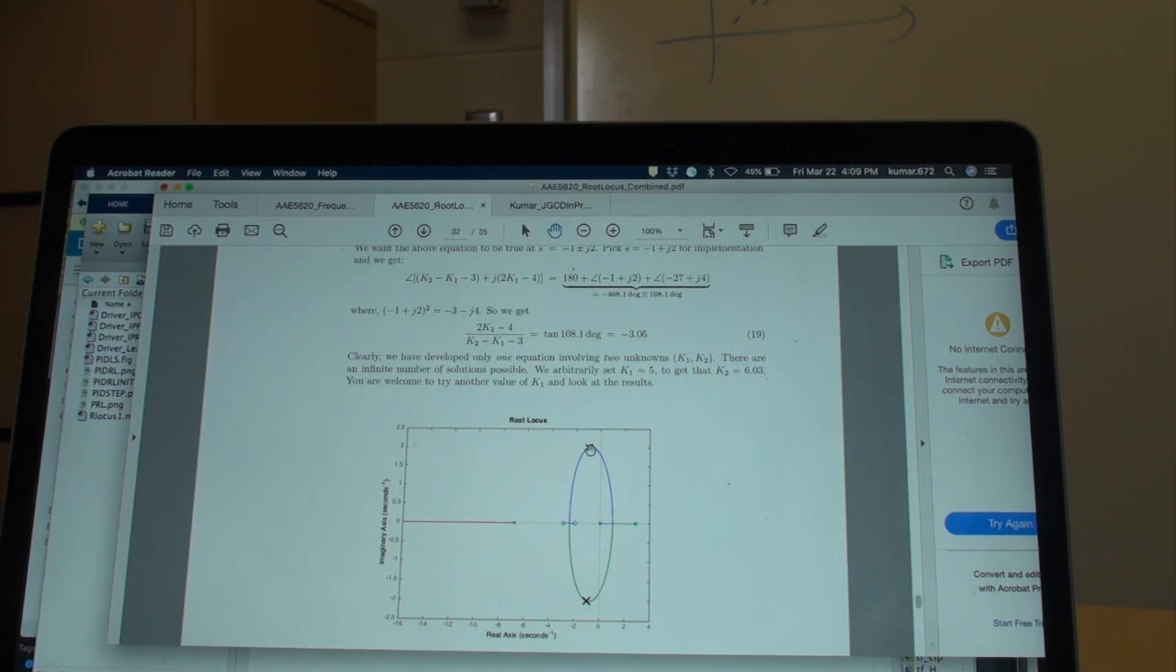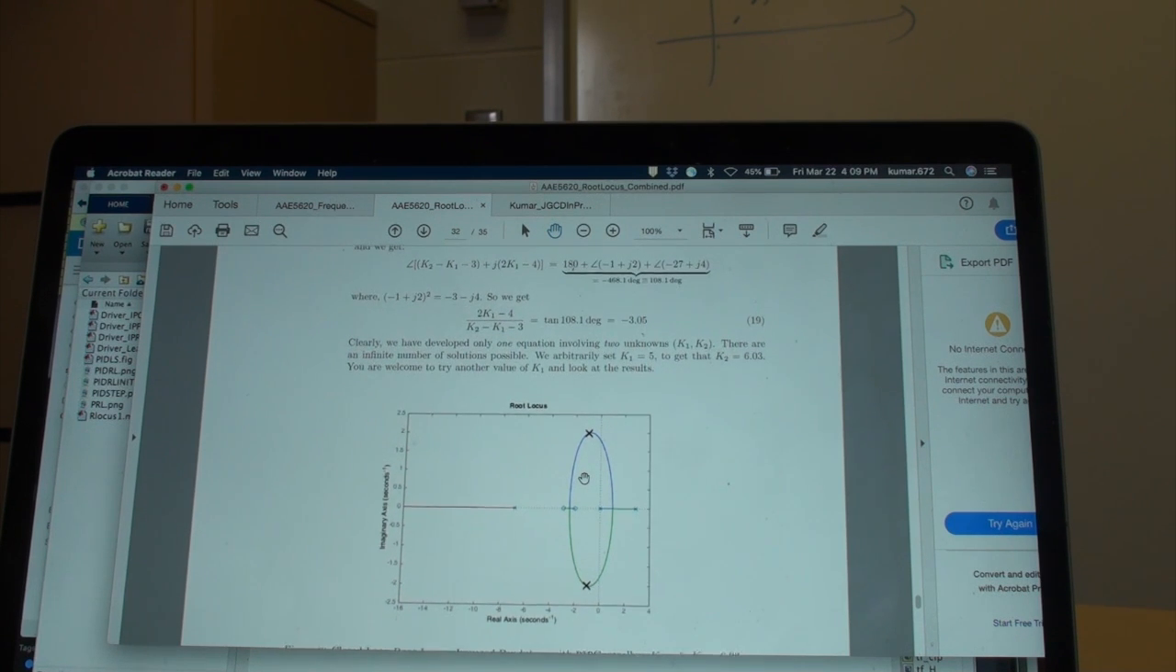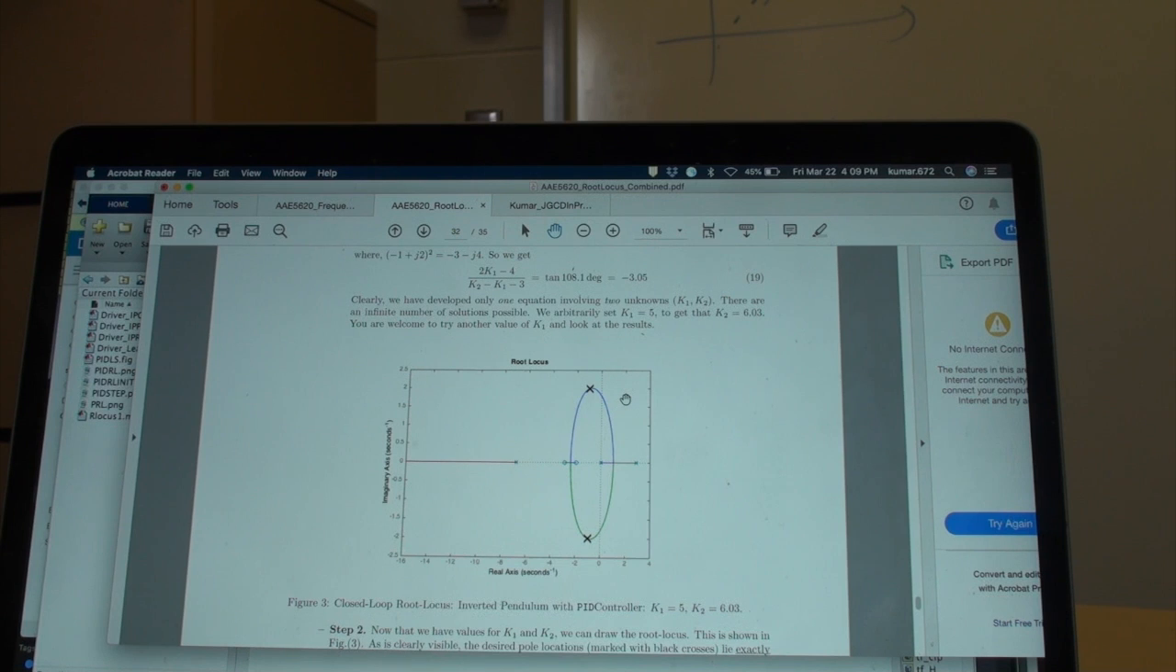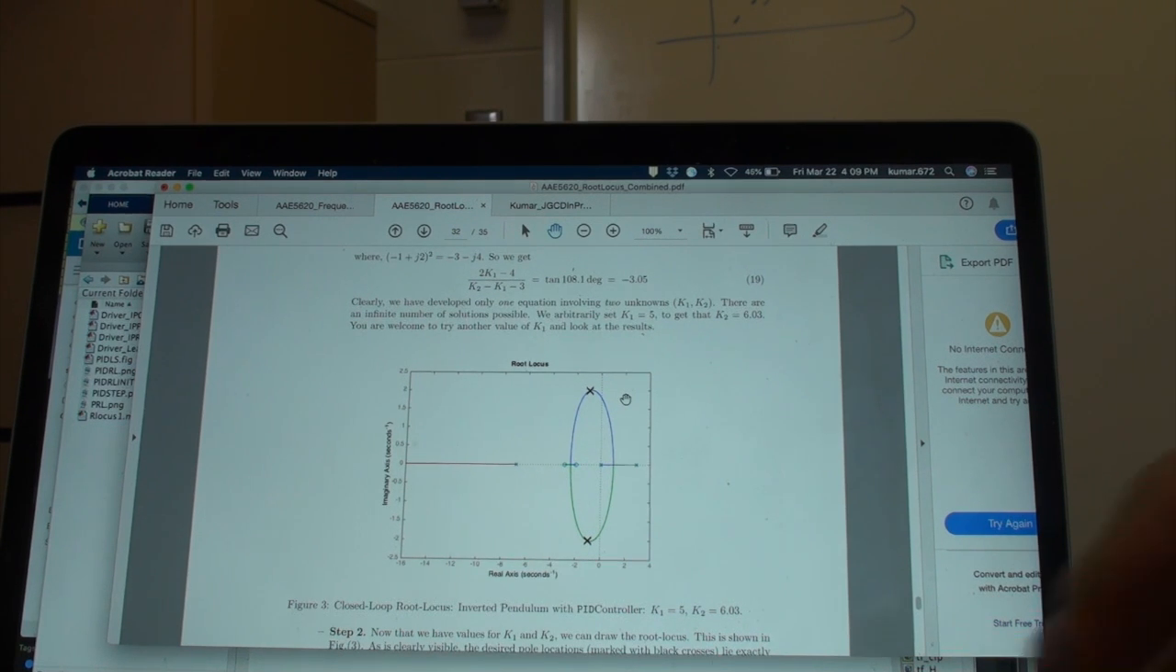This is a good first step. And you use the angle condition to pick K1 and K2, to make sure that the root locus would pass through these two desired pole locations. Once you do ensure that, you draw the root locus using those values of K1 and K2. Turns out to be 5 and 6.3. Right? And then pick the value of the gain K at which the poles will be there, right?